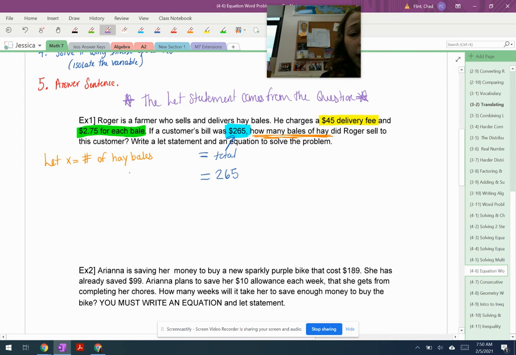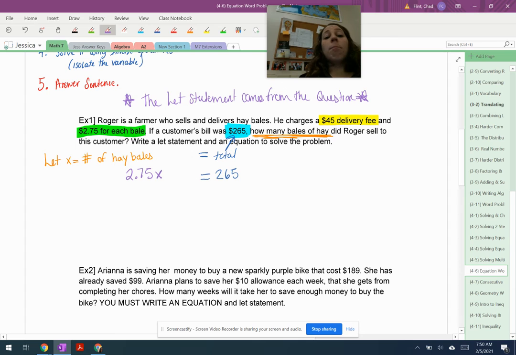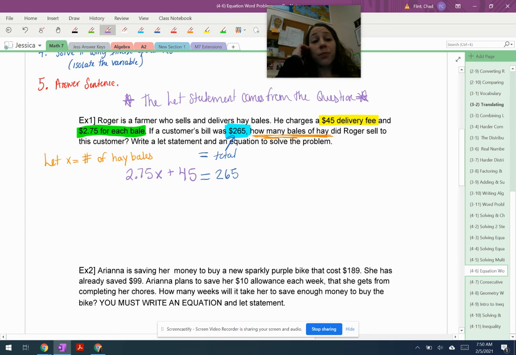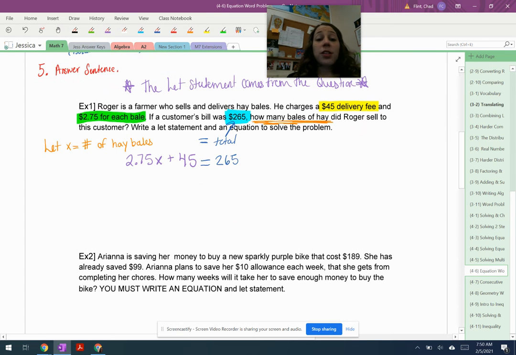So we have 2.75X, multiplication, because for each bale. So if it's 2 hay bales, then it's 2.75 times 2. If it's 3, then times 3, and so on and so forth. And then you just need to add in your delivery fee, plus that $45 delivery fee. Boom.